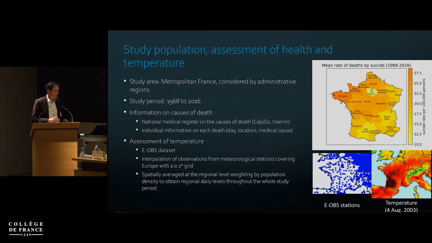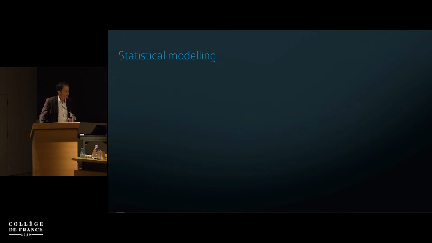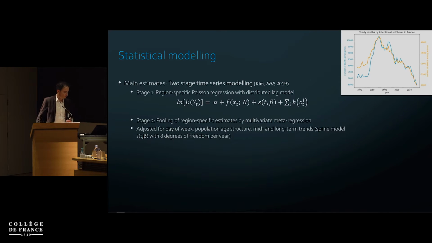Following the assessment of the temperature, the relation between temperature and mortality was assessed using what is now a classical two-stage time series modeling used in the literature, which models the effect of temperature on various days, so allowing for a time lag of up to 21 days when it comes to the effects of cold. We have to take into account several factors.